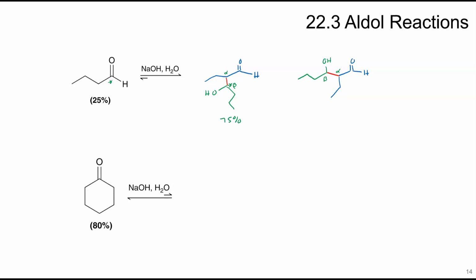The aldol reaction is in equilibrium, and it usually favors the products. Occasionally it doesn't favor products. In this case with cyclohexanone, 80% is preferred over the aldol product. And that looks like this.